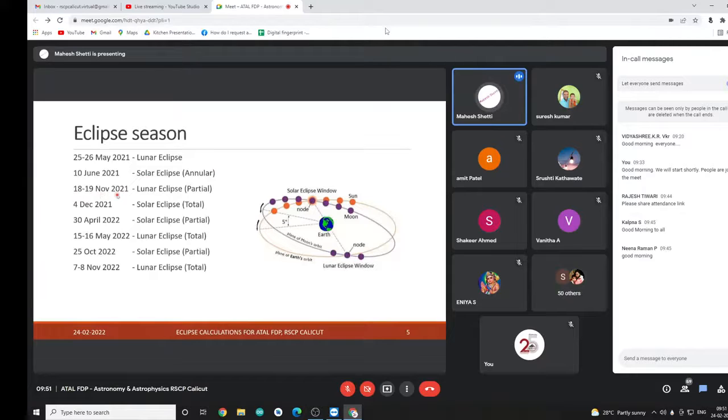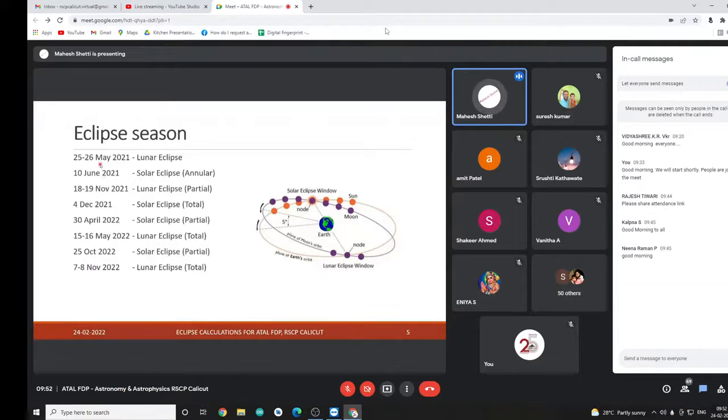On 18th, 19th November 2021 there was a lunar eclipse, a partial lunar eclipse. On 4th December it was a total solar eclipse. On 30th April it was a partial solar eclipse. On 15th, 16th May it was a total lunar eclipse. On 25th October it will be a partial solar eclipse. On 7th or 8th November again it is going to be a total lunar eclipse.